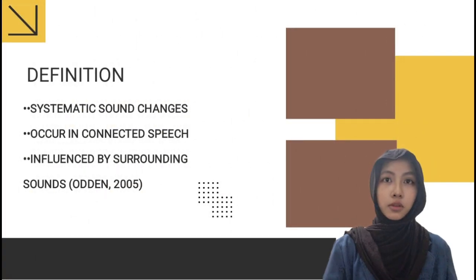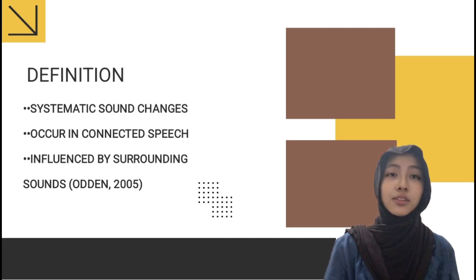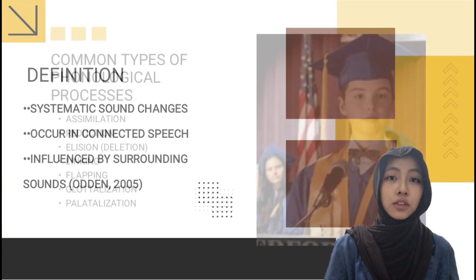Now I will explain about phonological processes. Phonological processes are systematic sound changes in spoken language, and they usually happen in connected speech when people speak naturally and quickly. The sound changes are influenced by the surrounding sounds. In other words, one sound can affect another sound in a word or sentence. Phonological processes happen because speakers try to make pronunciation easier and smoother in communication.